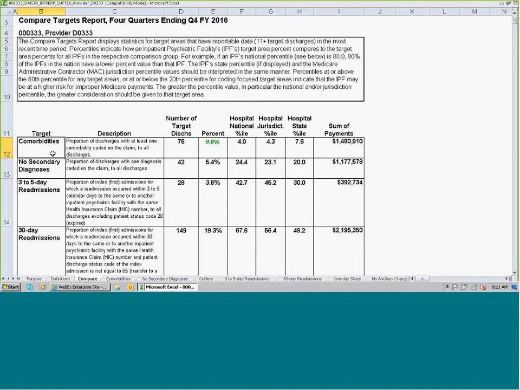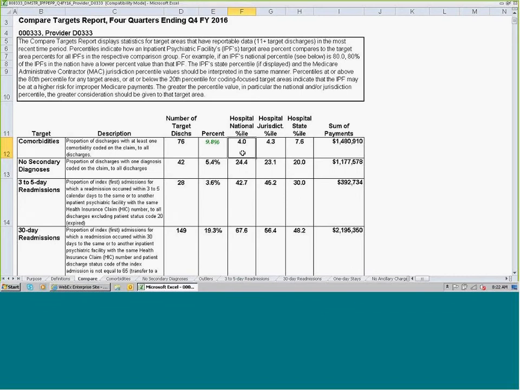So let's take a look at the first target area for comorbidity, which is the proportion of discharges that have at least one comorbidity coded on the claim as compared to all discharges. So we see that we have 76 discharges in the most recent fiscal year that have at least one comorbidity coded on the claim, which gives us a target area percent of 9.8%. But how do we know how we compare to other IPFs in terms of percent of claims with a comorbidity? Well, again, that's where the percentiles can come in so handy.